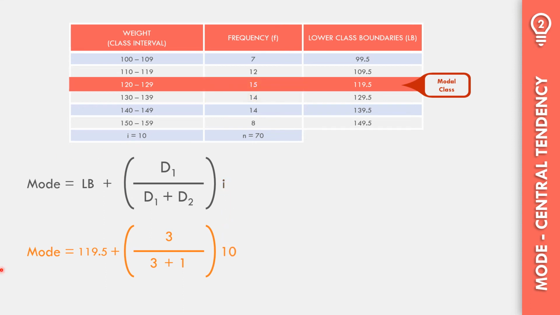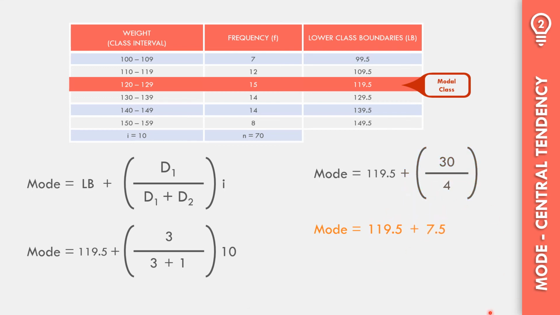So let us continue to solve. Mode is equal to copy 119.5. 3 times 10, the answer is equal to 30. And then 3 plus 1 is equal to 4. So the mode is equal to 119.5, and then let us divide. 30 divided by 4 is equal to 7.5. So 119.5 plus 7.5, the mode is equal to 127. So 127 is between the interval 120 up to 129.